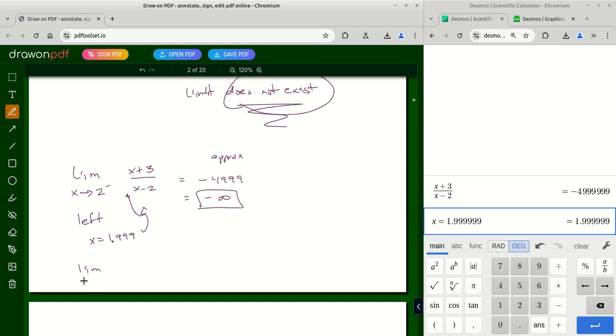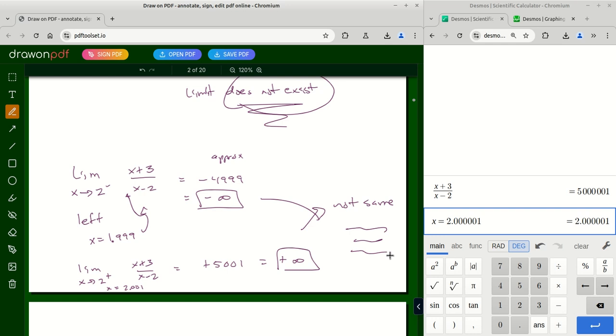When I say the limit as x approaches 2 from the right, I want a number that's pretty close to 2 and on the right side of it. And so I'm going to say, for this particular case, 2.001. So instead of this, 2.001, you can see now I got a positive, I'm emphasizing that, positive 5,000 whatever. And if I kept adding more zeros, you can see it just gets bigger and bigger. And so essentially that's positive infinity. Yet again, these are not the same, therefore the limit does not exist, just like what we previously stated.